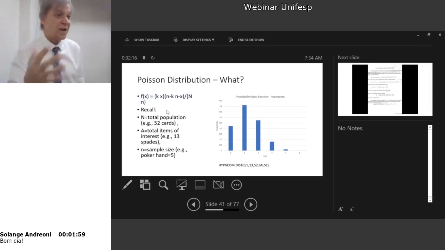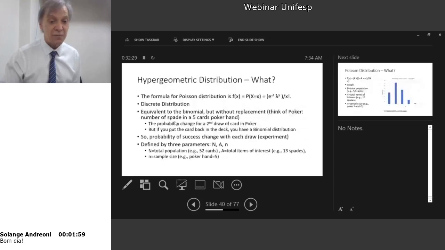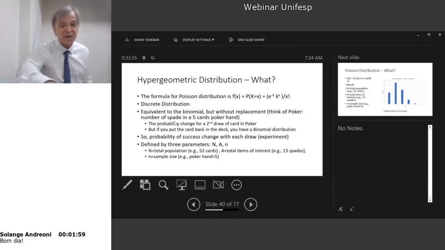2 spades, 2 cards, that's spades. 5 cards, that's spades out of 5 cards. 0 cards, that's spade. And these are the probabilities. Okay? And the probabilities are calculated with this formula here, which should have gone here. Sorry for this. This is the probability. This is the hypergeometric formula.